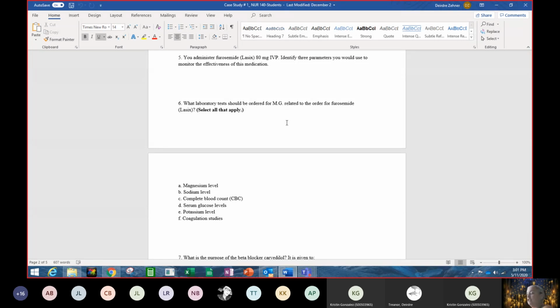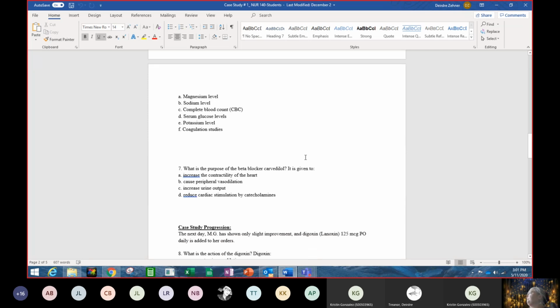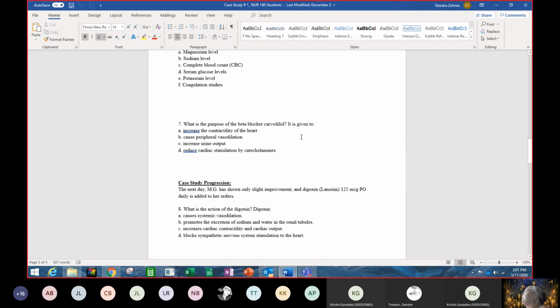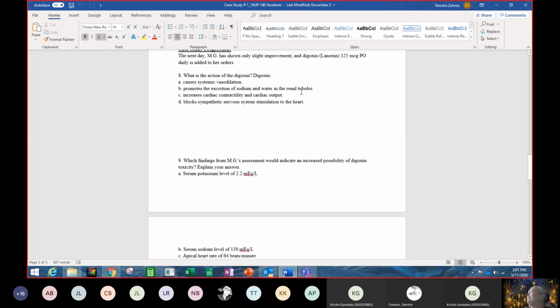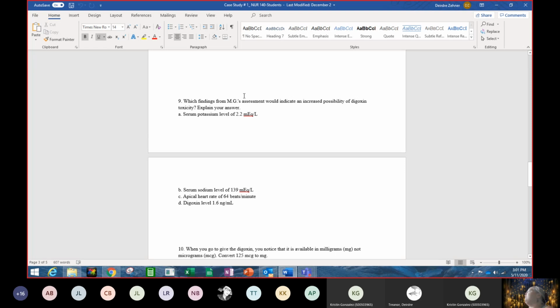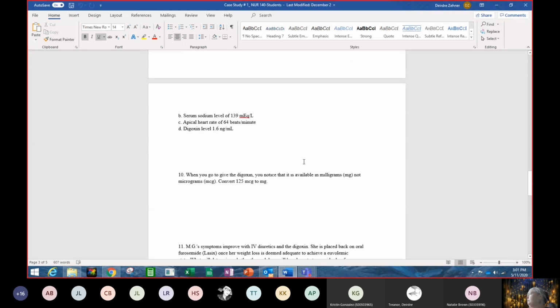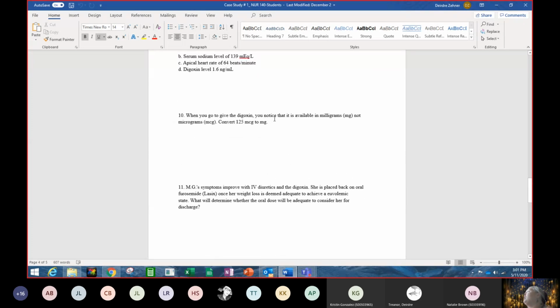Use your pharmacology and the nursing process textbook. What is the purpose of the beta blocker carvedilol? What is the action of digoxin? Which finding from MG's assessment would indicate an increased possibility of digoxin toxicity? When you go to give digoxin, you notice that it is available in milligrams and micrograms, so do the math and convert it.